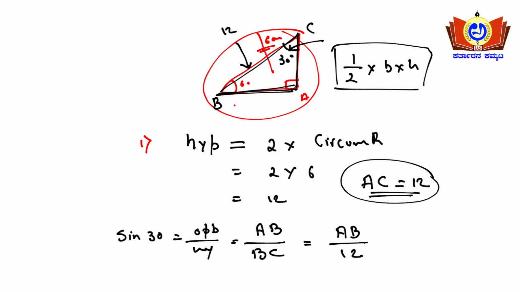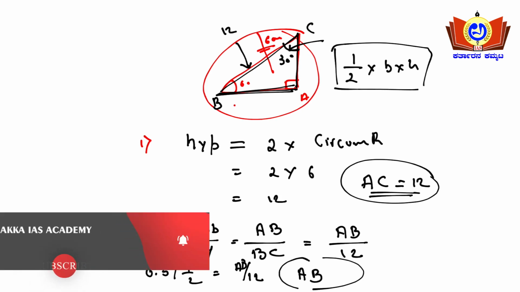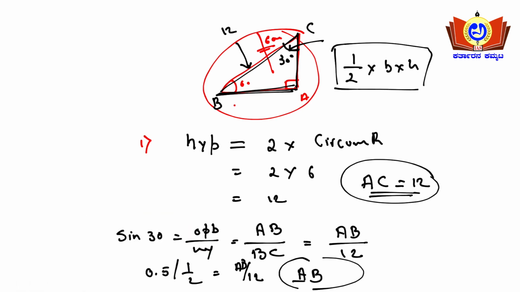Sine 30 is actually 0.5 or 1 by 2 here. Okay, 0.5 or 1 by 2 we can write here. Okay, so AB by 12 here. So we can find AB. Yes or no? The answer is not needed, friends. Okay, so we have to find the AB.